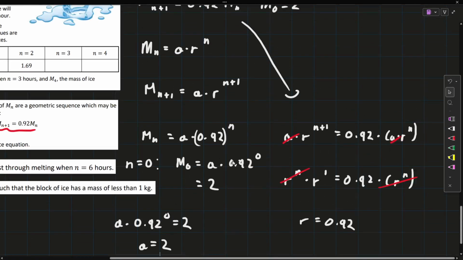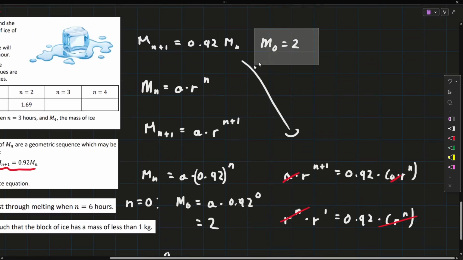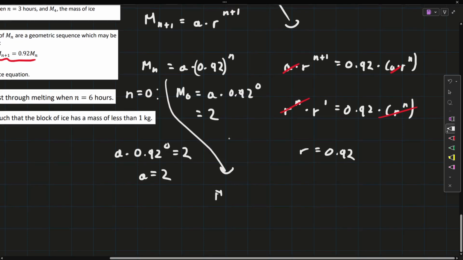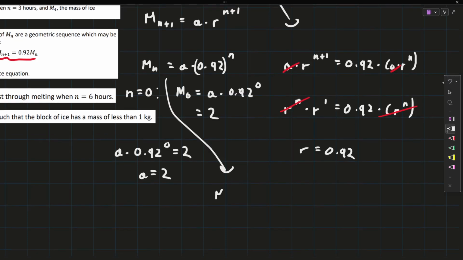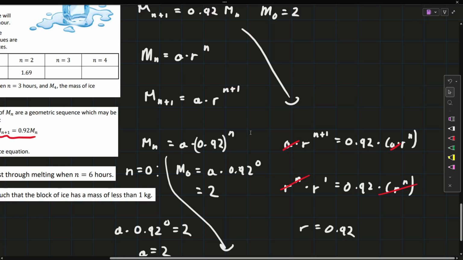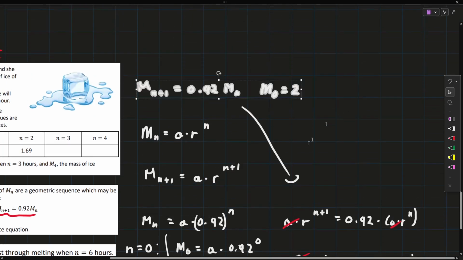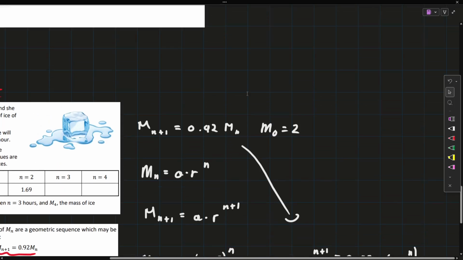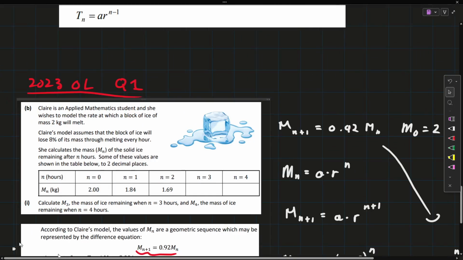So you can see that in each case, no matter what the numbers are, we're going to get this to the power of 0, and we're going to get a is equal to the first term, whatever it is. And that's a way that we could arrive at our solution. Okay, so we'd have m sub n equal to 2 times 0.92 to the power of n. Now again, that might have seemed very long-winded, but if we didn't know anything about what the formula should be, but we know what it looks like, but we don't know what a and r are, I just showed you a way to figure it out from scratch.